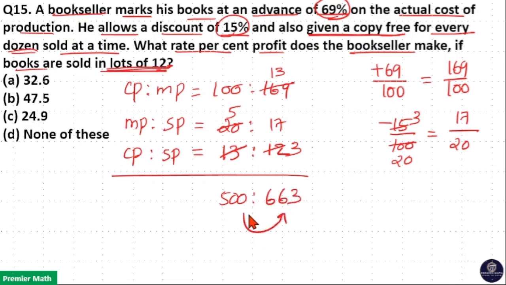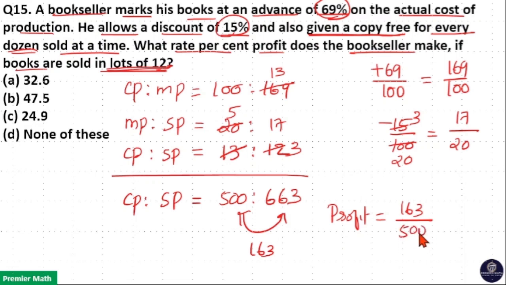Now the difference between cost price and selling price is equal to 163. That means selling price minus cost price is 163. Then profit here is equal to 163 divided by cost price, 500, into 100. Now 5 goes 3 times in 16, remaining 1. So 5 goes 2 times in 13, remaining 3. 5 goes 0.6 times in 3. So 32.6%. Option A is your answer.